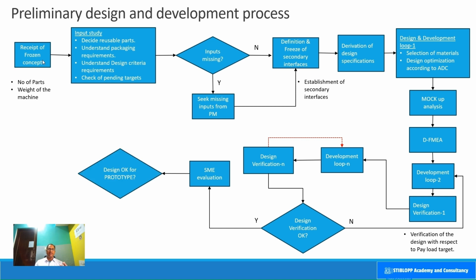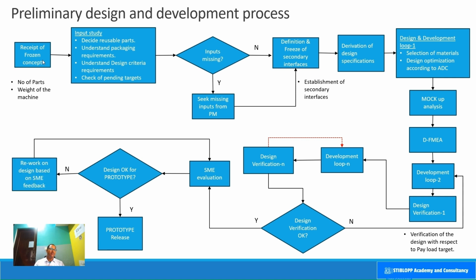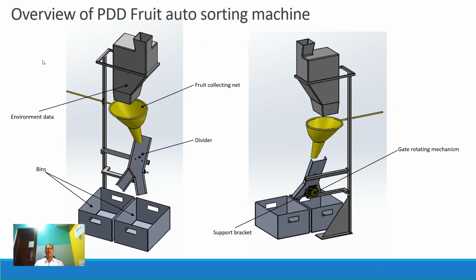The SME evaluates whether the design is okay for the prototype development or not. If yes, the PD team proceeds with the prototype release. If no, they rework on the design based on the SME feedback and again it is subjected to the SME evaluation. Yeah, now moving on.